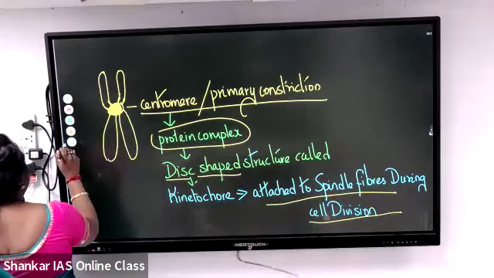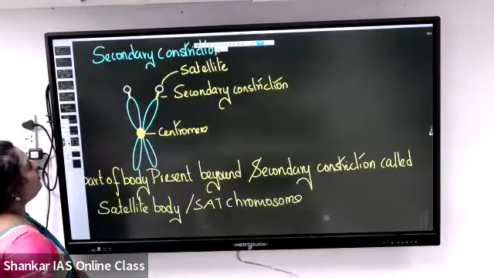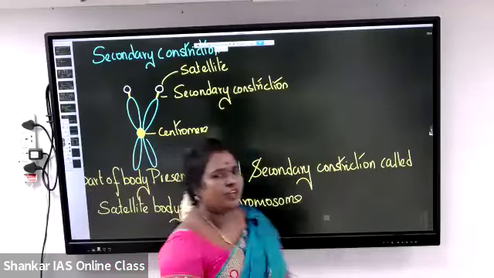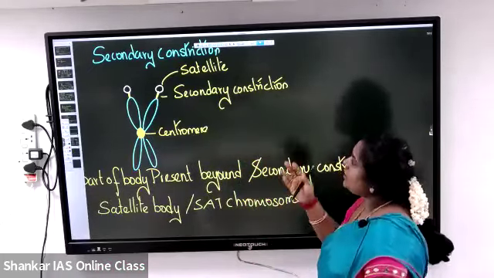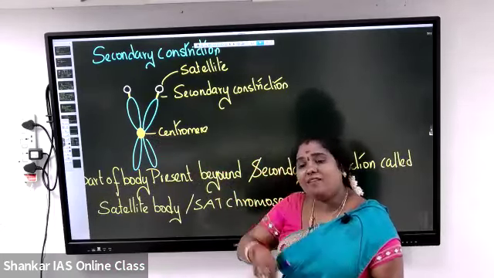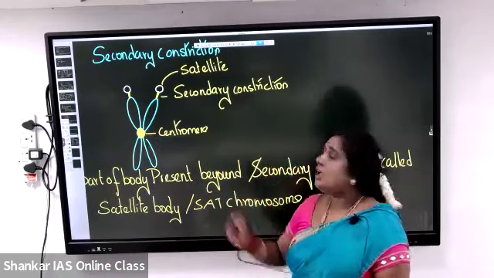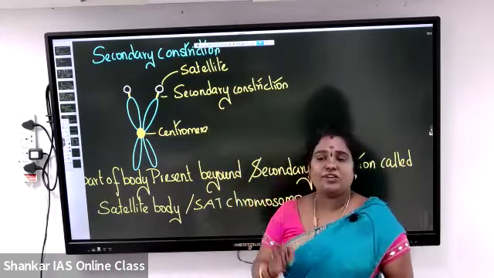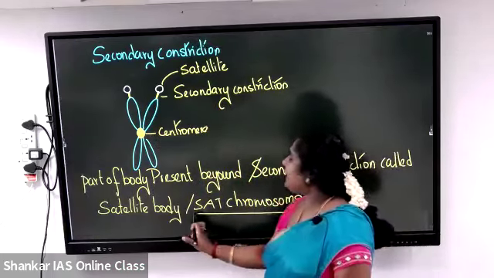This primary constriction is followed by the secondary constriction. So now we come to the secondary constriction. What is secondary constriction? Apart from the centromere, we have an additional thing, we call it a secondary constriction. Above the secondary constriction, we have a chromosome part, and we call it a satellite chromosome.